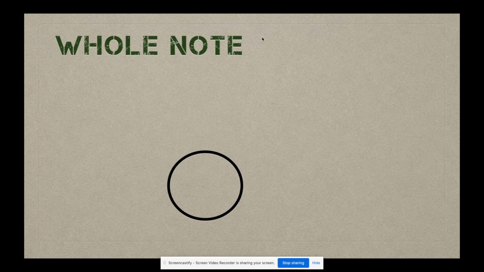And then you have to know how many beats it is. So how many times you tap your foot when you're holding a whole note out. And the answer would be 4 beats. Okay, so that's a whole note, 4 beats.